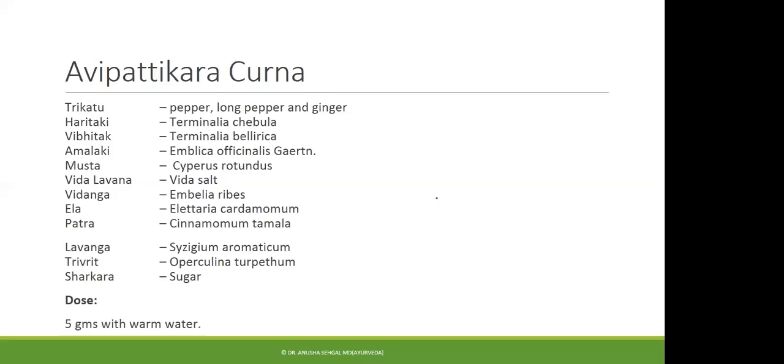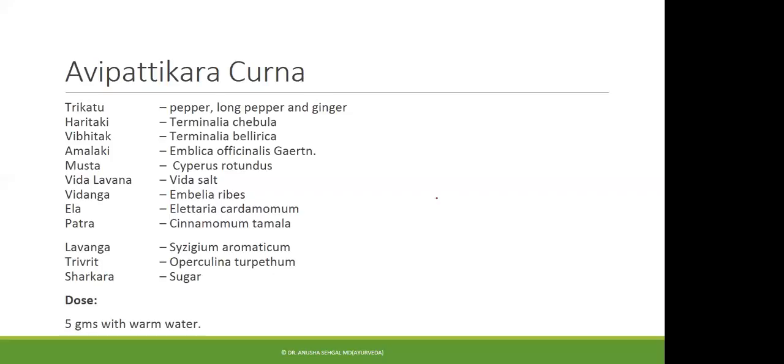If you look at the ingredients in here, these are not in any way cooling at all. Trikatu, the black pepper, long pepper, and ginger, not cooling. Haritaki, vibhitaki, amlaki, that is Triphala basically. Triphala also not necessarily cooling, it's neither way. It's neither too hot nor too cold. Musta is a very hot potency drug. Vidanga is also very hot in potency. Lavana, of course, actually aggravates Pitta.